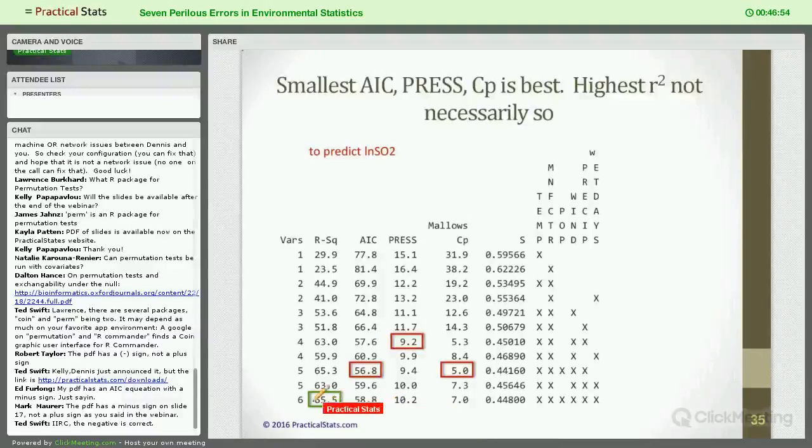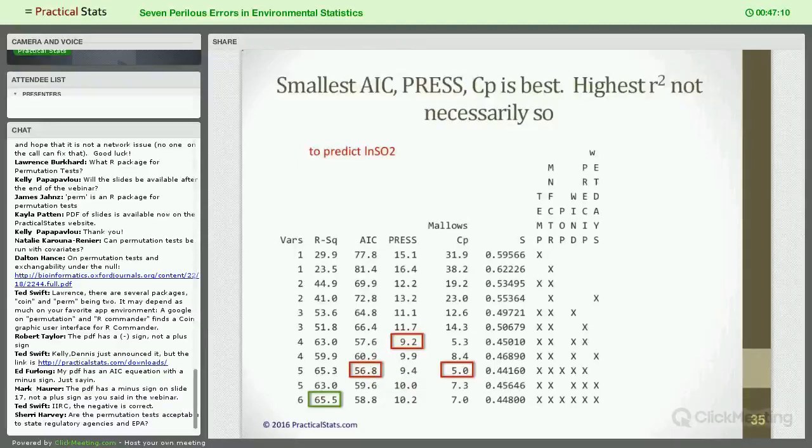So just an example where the R-squared is highest with 6 variables in the model because R-squared always goes up. AIC says to select a 5-variable model, so it doesn't pick the highest one. The last variable, whatever that is, doesn't explain enough to really make a difference. And you could see that with the small change in R-squared.